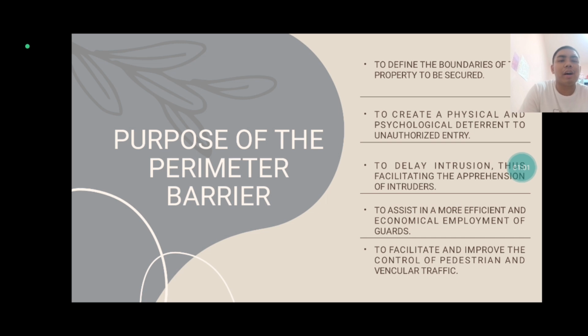What are the purposes of the perimeter barrier? To define the boundaries of the property to be secured, to create a physical and psychological deterrent to unauthorized entry, to delay intrusion, thus facilitating the apprehension of intruders, to assist in a more efficient and economical employment of guards, and to facilitate and improve the control of pedestrian and vehicular traffic.